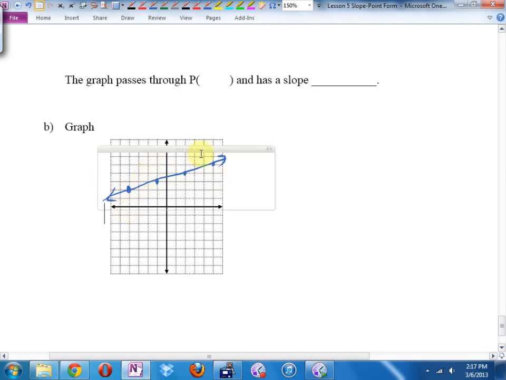This is slope point form. I'm going to have to get used to calling it different from what I always called it, point slope form. Slope point form. Is that okay? We need to practice. It's a little weird, I know.